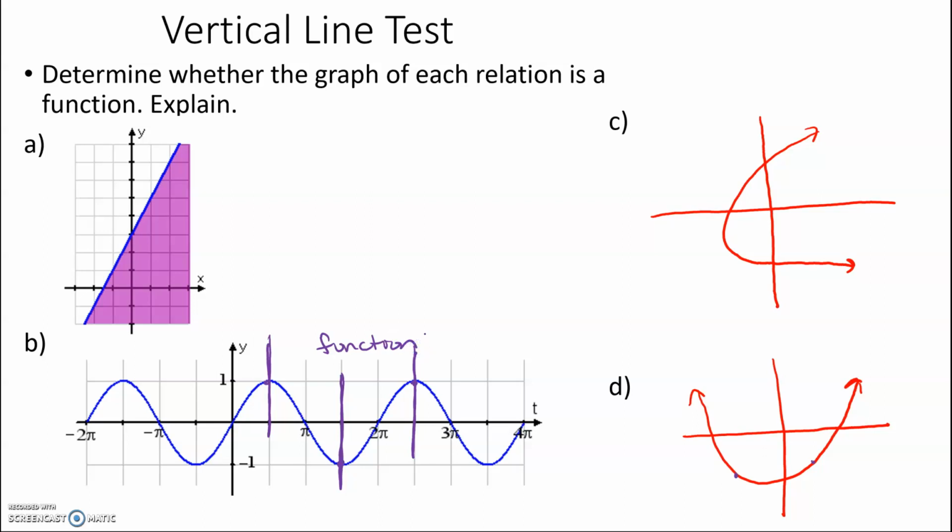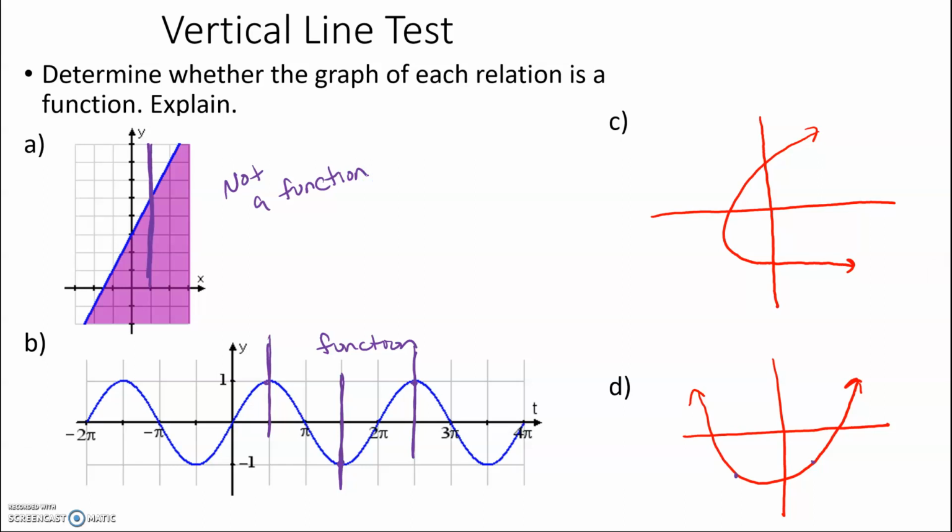If you look at A, notice all that shading down here? That is part of your graph. This is an inequality. So if I draw a vertical line, it's very tempting to say, oh, it only hits once, but it's not. It's hitting numerous times. So that is not a function. Remember, all that shading is part of your graph.